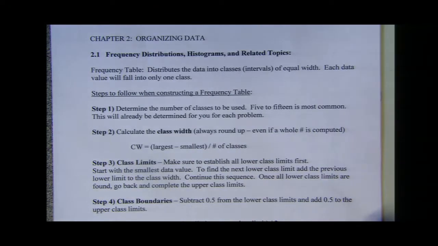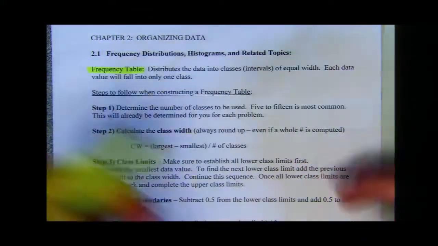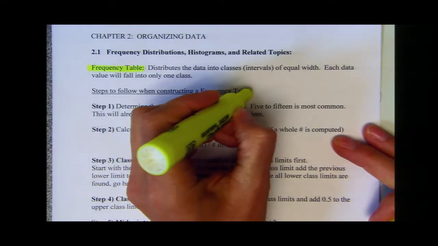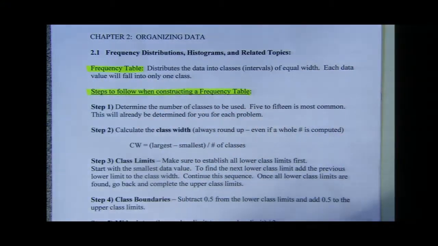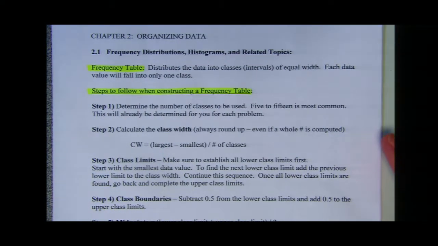So what we're going to talk about first is the frequency table. It is a table that distributes our data into classes, which are also called intervals, of equal width. And each data value will fall into only one class. So what we're going to look at is the steps that you will follow when creating a frequency table. On this page of notes, I have all the steps, and then there is an example at the bottom of this page, and then it will go into the next page of notes in which we will follow all of these steps.